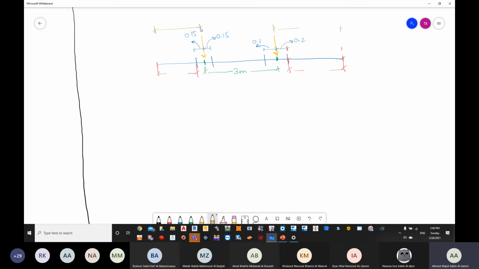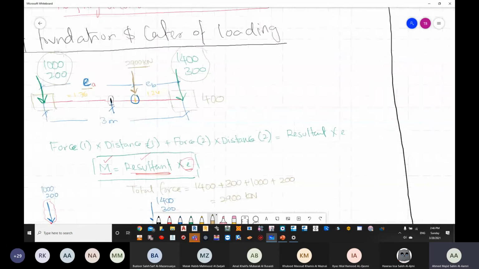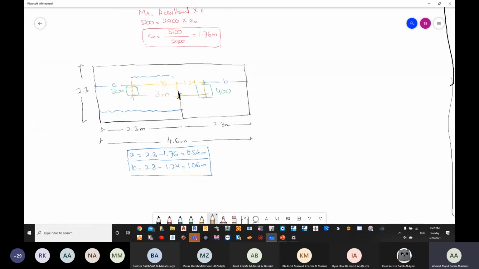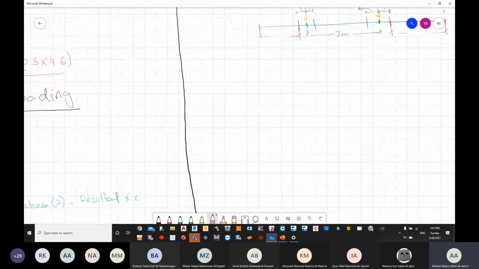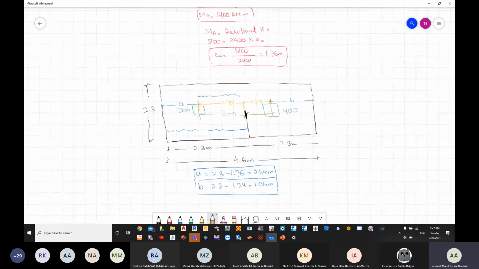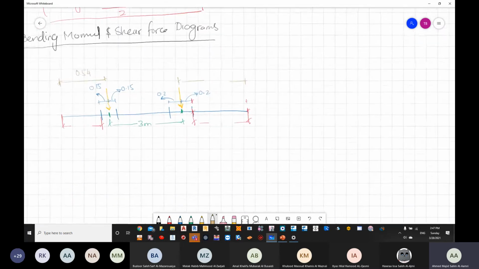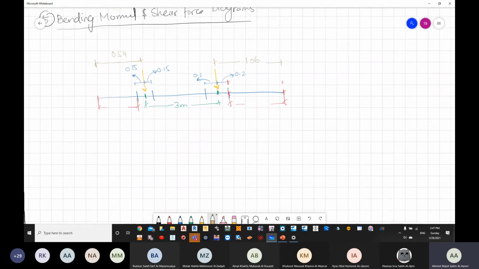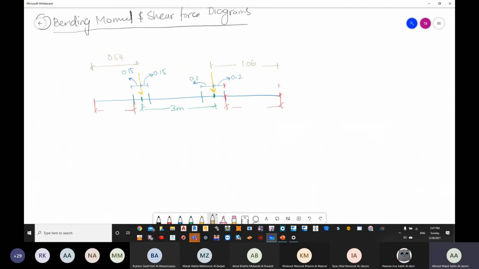Okay. If you remember, we said, I will go and see it from here. We said 0.54 and 1.06. So we have this distance as 0.54, and we have this distance as 1.06. Now, if the distance from the center of the column till the foundation is these two values, how much are from the face of the column till the edge of the foundation?